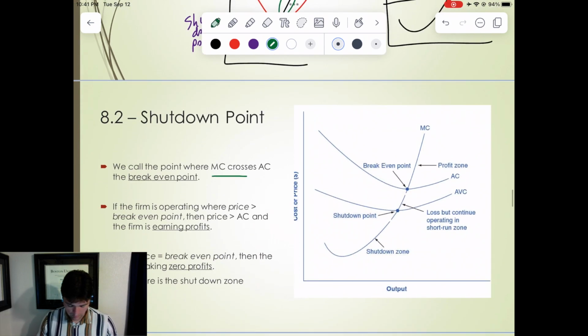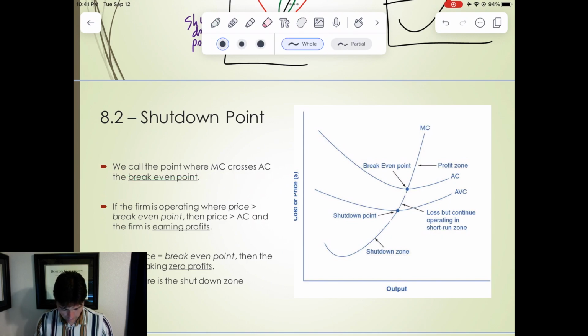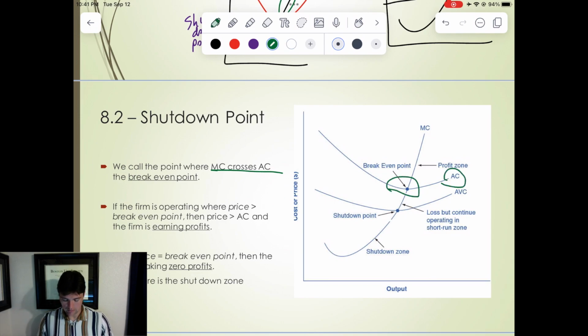So we call the point where the marginal cost and the average cost, no, we don't call that the break-even point. We call that the shutdown point. Oh, wait, no, I'm sorry. Whenever the marginal cost crosses the AC, the average total cost, that's the break-even point. Whenever the MC is equal to the average variable cost, that's the shutdown point.